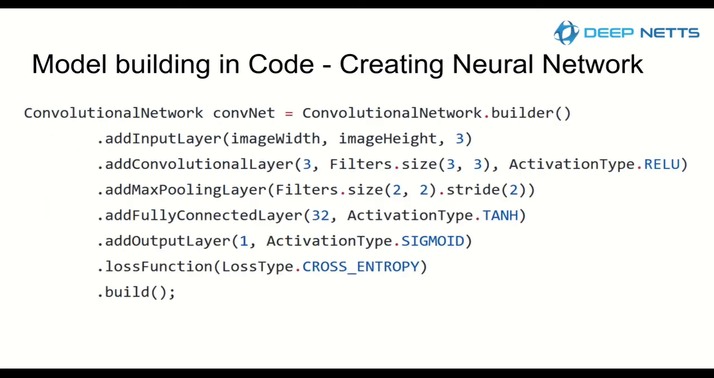This piece of code shows you how to create a convolutional neural network architecture using a builder. Again, we are specifying dimensions of the image in the input layer, and then adding convolutional layers, max pooling layers, fully connected layers, and specifying what type of loss function and activation function we want to use.